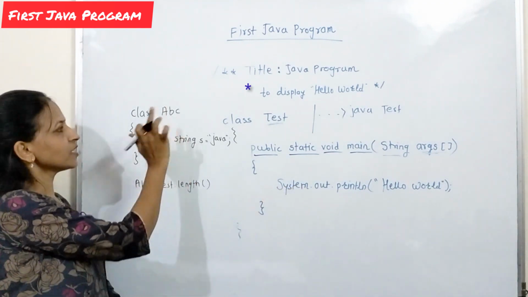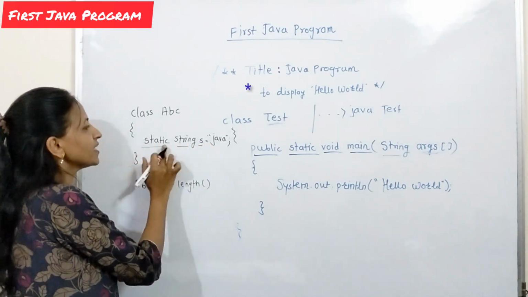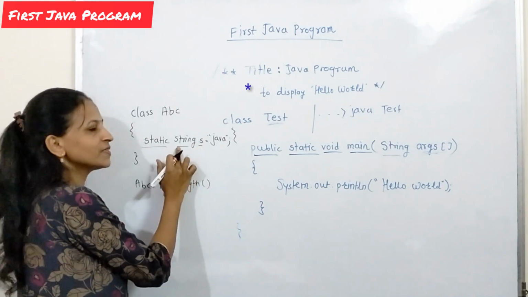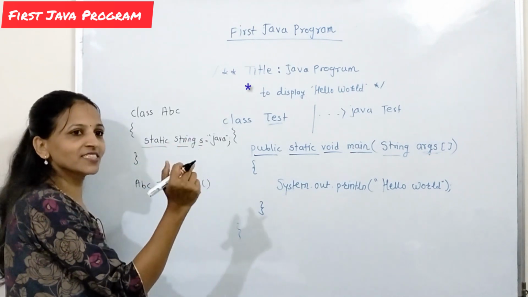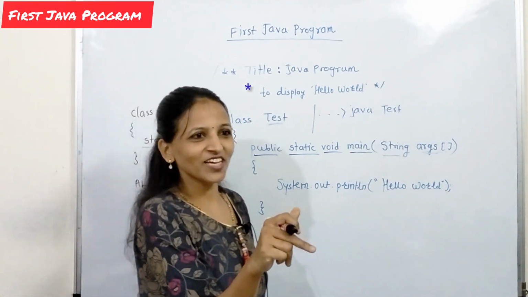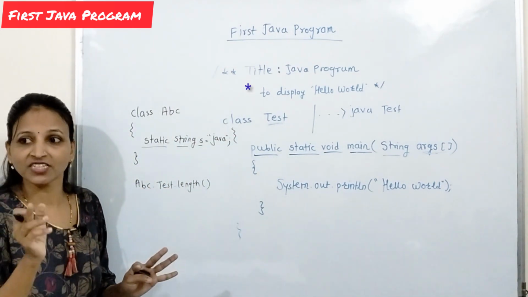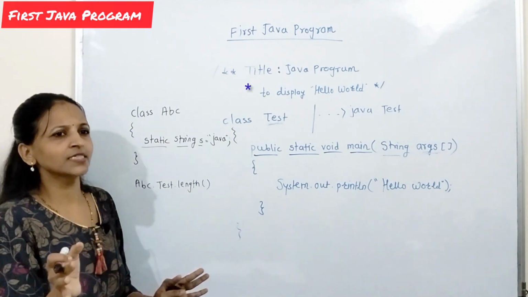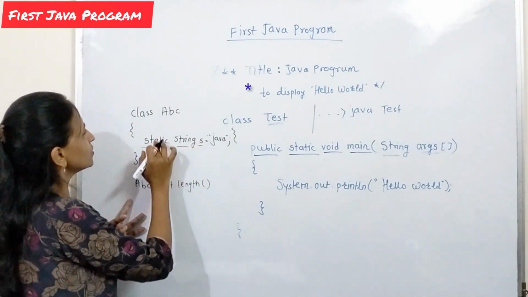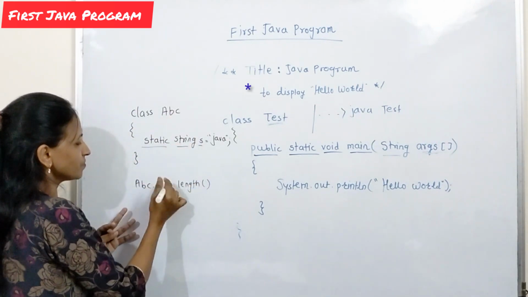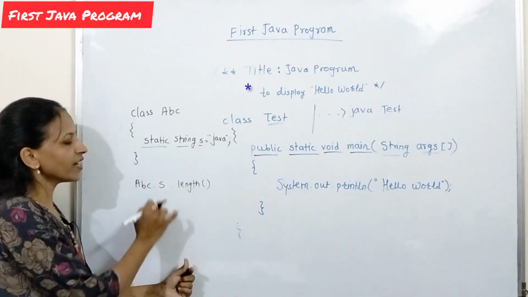See here, class ABC I have declared. In this class ABC, I have declared one member, static string S. S is a variable of type string and I have declared this as static. Static means this S I can access using the class name dot. Any method or any data member, if it is static, you can access using the class name and dot operator. Now here I can access this using abc.s.